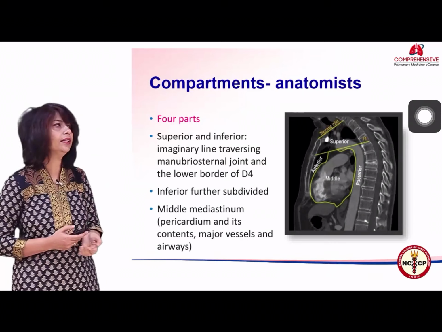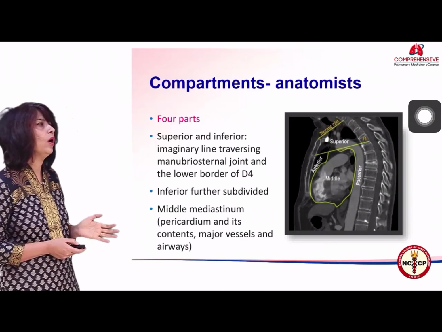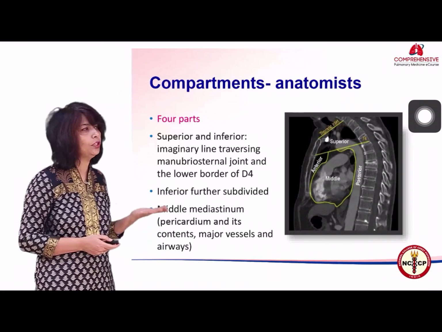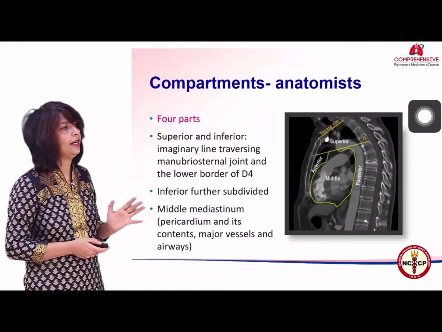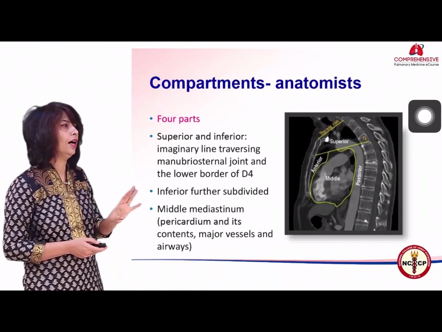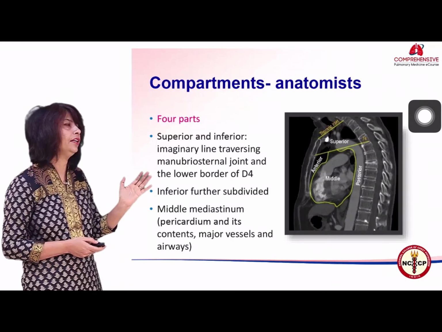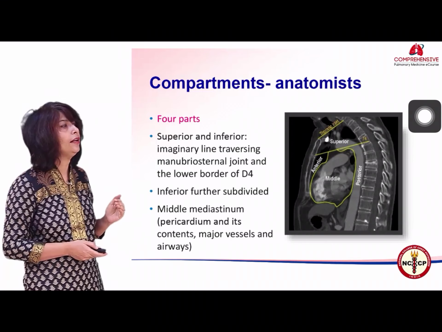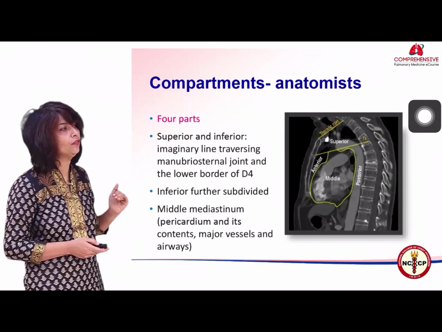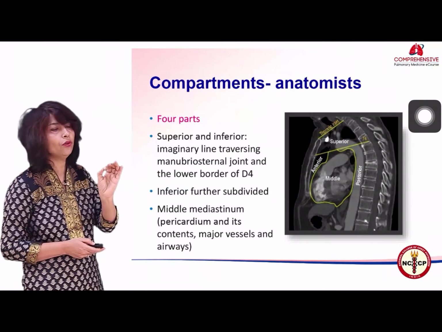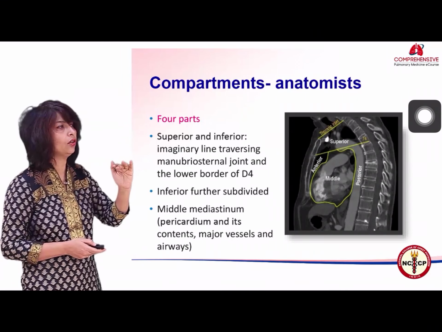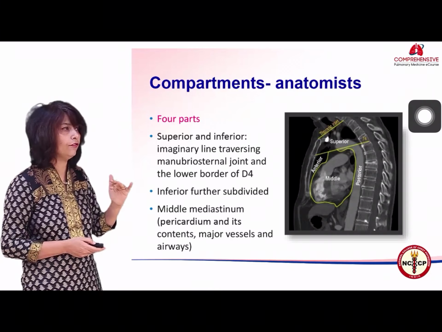There are two methods that people use. One is the way the anatomist described it, and several people will use this method, which is anterior, middle, posterior. The heart is middle, everything anterior is anterior and posterior is posterior, and you draw a line between the manubrium and body of the sternum, one point, and D4 D5 intervertebral disc, the second point, that cuts off the superior and inferior.